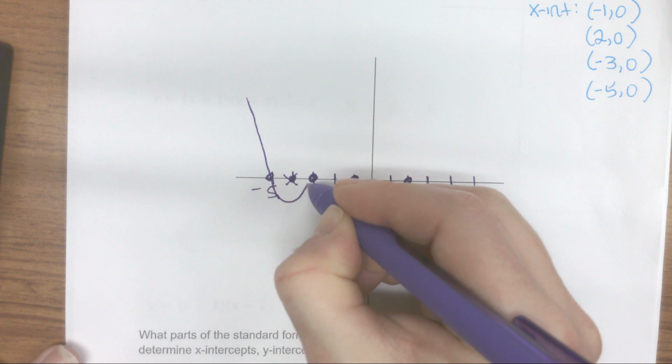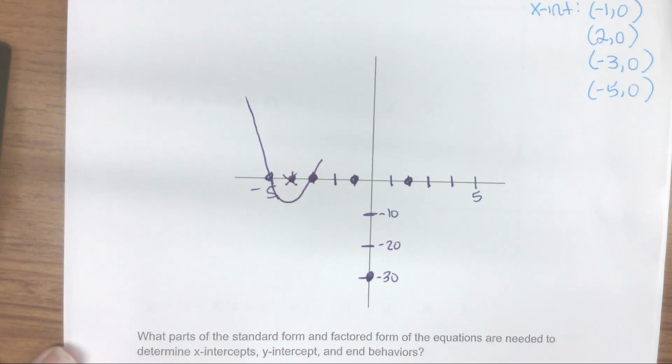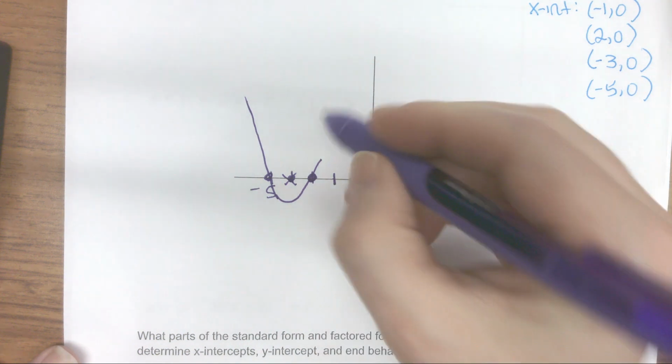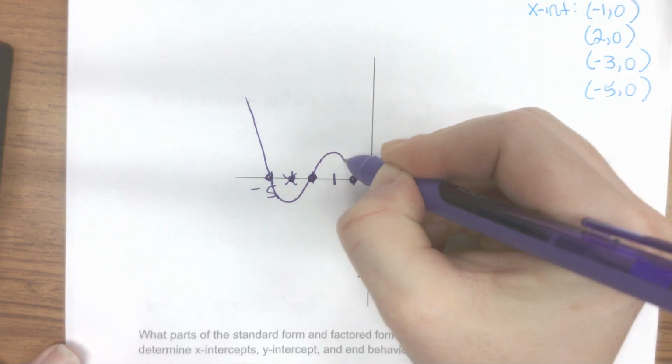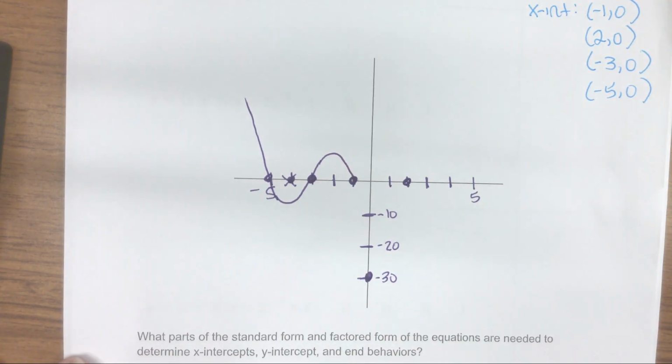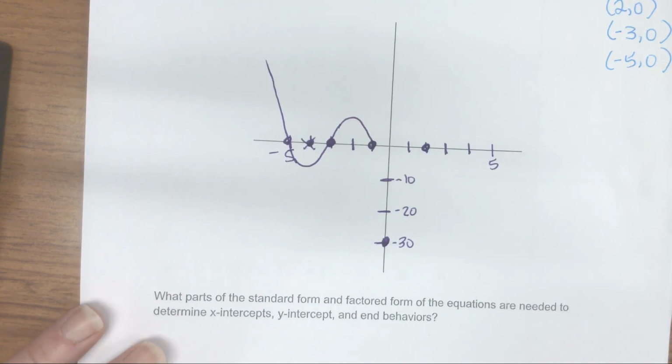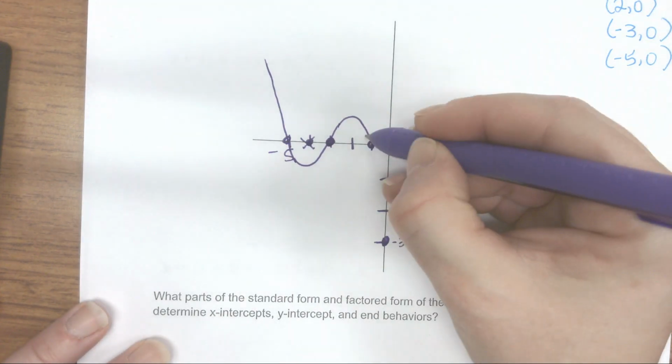Do I know how high? Nope. At some point, because it's got to cross again, we're going to make it turn down. All right, now, this is the only one where I have to at least make it cross at negative 30, so I'm going to make it pretty steep.